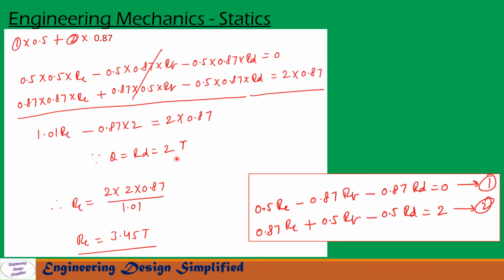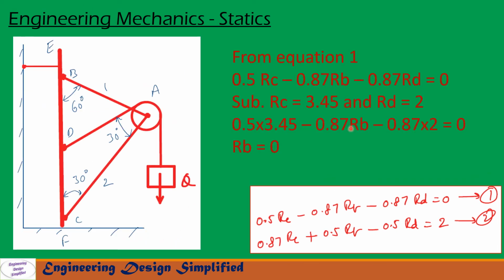We know that Q equals RD. So after simplification, we get RC equal to 2 into 0.87 by 1.01. So RC is equal to 3.45 tons. In equation 1, that is 0.5 RC minus 0.87 RB minus 0.87 RD equals 0, let us substitute RC equal to 3.45, which we calculated in the previous slide, and RD equal to 2. After substituting and simplifying, we get RB equal to 0. So the reaction in member AC, that is RC, equals 3.45 tons, and the reaction in member AB equals 0.